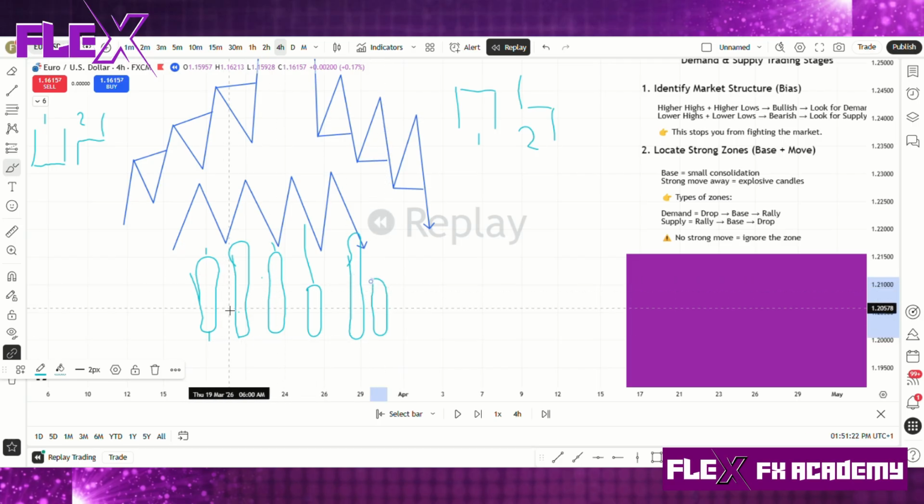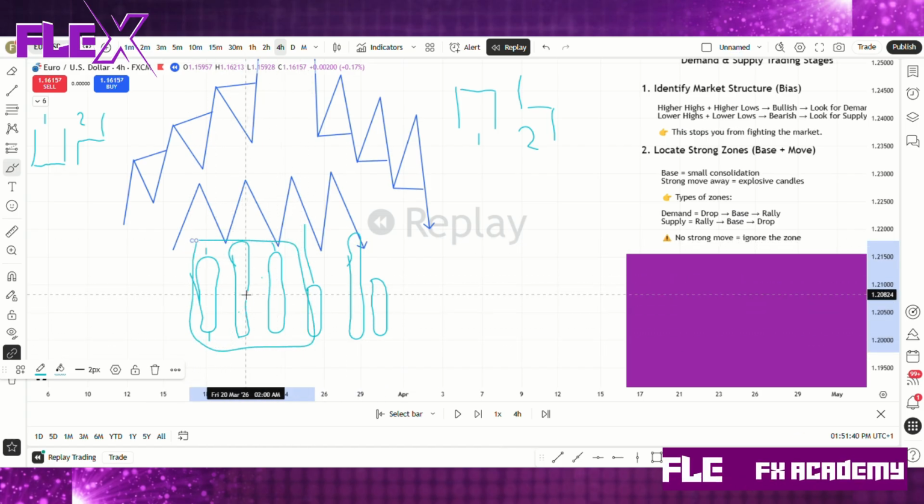So take note, the size of the candle matters, the type of the candle matters. It has to be either a decisive candle or an explosive candle. Do not use any other candle like the hammer or any other. Just focus strictly on decisive and explosive candles. All right, let me get rid of this so that we can continue.